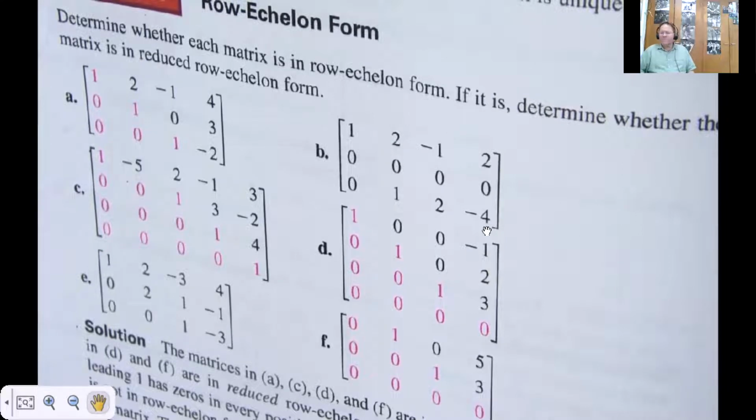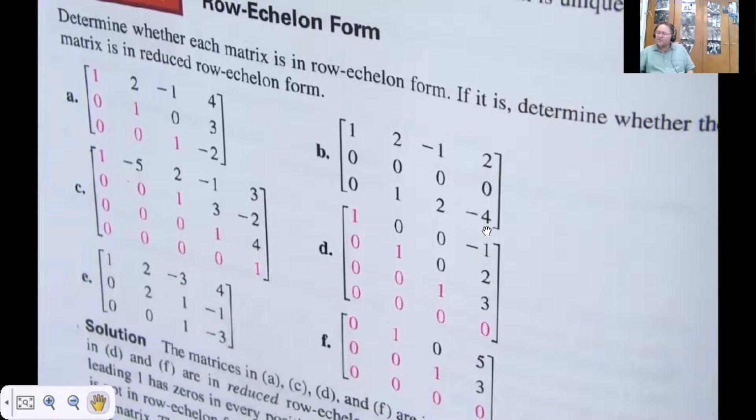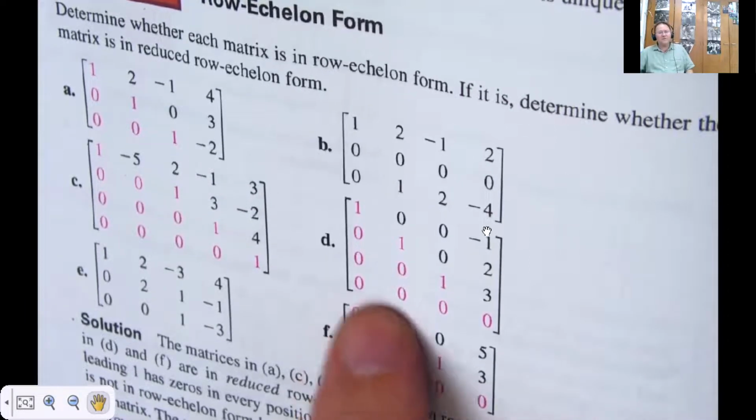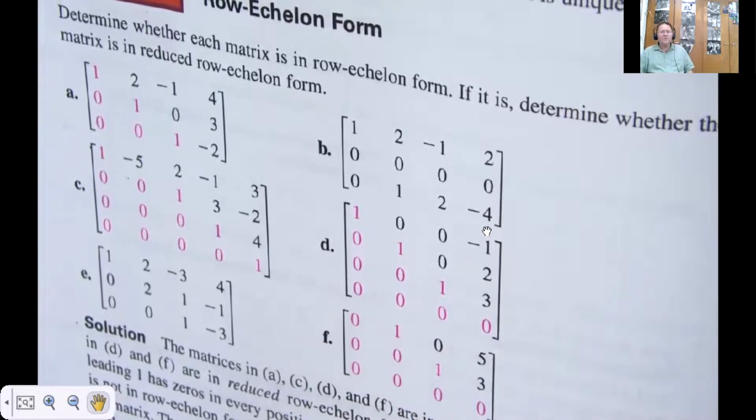Here's a row, all zeros, with F, but that row occurs at the very bottom. D, all zeros, but that's at the bottom. Okay, so that's good.